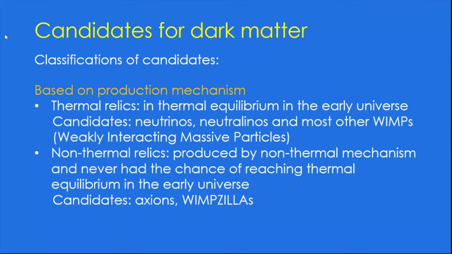Another classification is based on production mechanism. So we have thermal relics and non-thermal relics. Thermal relic candidates were in thermal equilibrium in the early universe. Candidates in this class are neutrinos, neutralinos, and most other WIMP particles. Non-thermal relics were produced by non-thermal mechanisms and never had the chance of reaching thermal equilibrium in the early universe. Axions and Wimpzillas fall into this category.